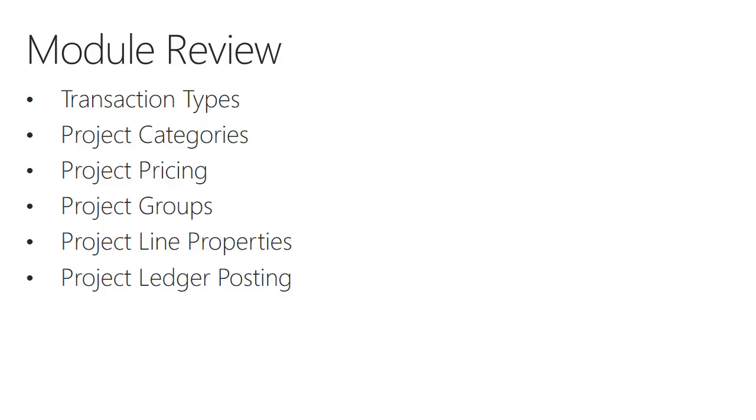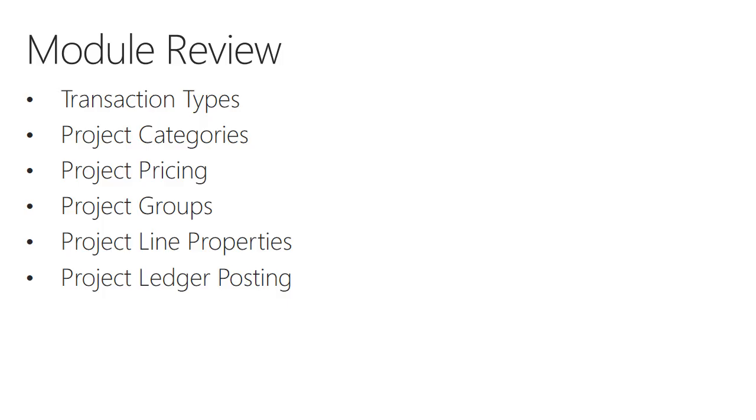Project groups as well, that's one of the core components of creating a project, and basically can control a lot of the default settings around ledger posting. Then we went into project line properties, and those are for a time and material project. You can say whether it's billable or not billable, whether you allow accruing revenue or capitalization of costs. And for other types of projects, it really revolves around capitalizing costs.